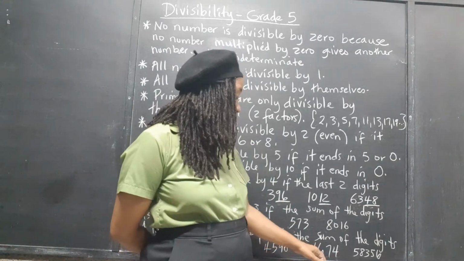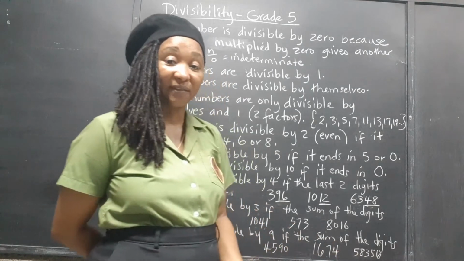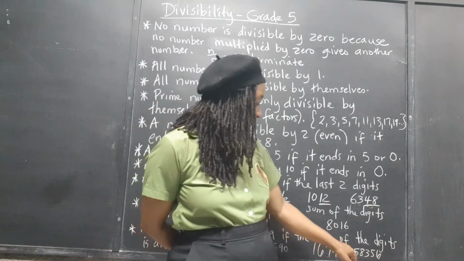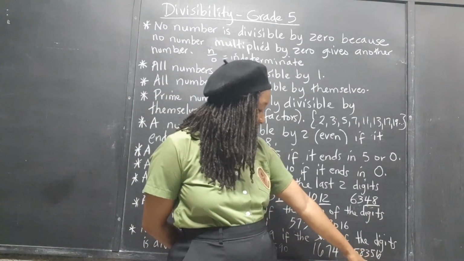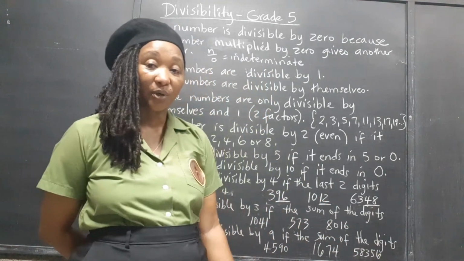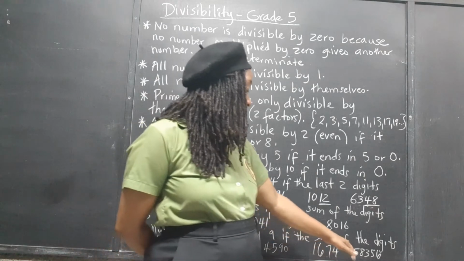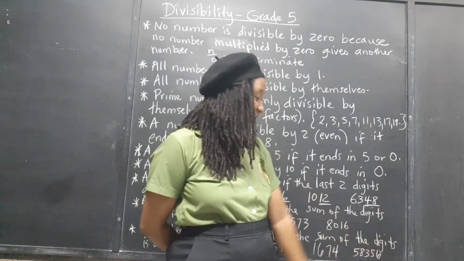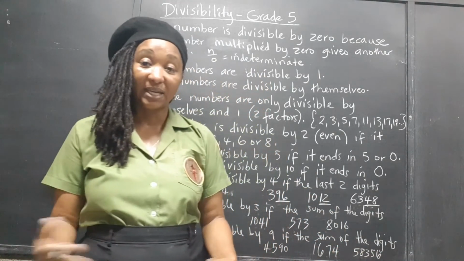So 1,674 is divisible by 9. 5 and 8, 13, and 3, 16, and 5, 21, and 6, 27. 9 can go into 27. So 58,356 is divisible by 9.